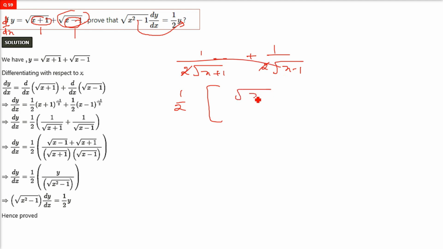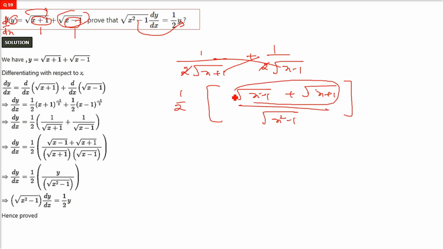So under root x minus 1, I am taking LCM inside, and this is going to be plus under root x plus 1. In the denominator, we'll get under root x plus 1 into under root x minus 1, and that is going to be under root x square minus 1 square, which I already told you. So this all is going to be, because this is, you can take 1 by 1.